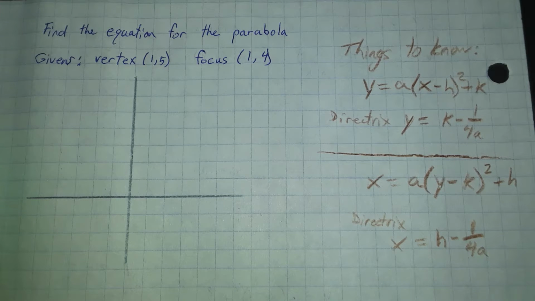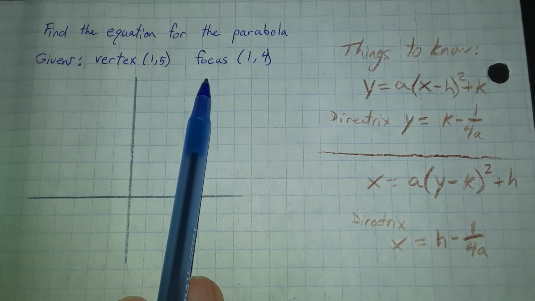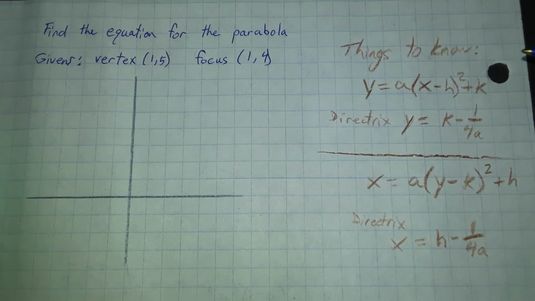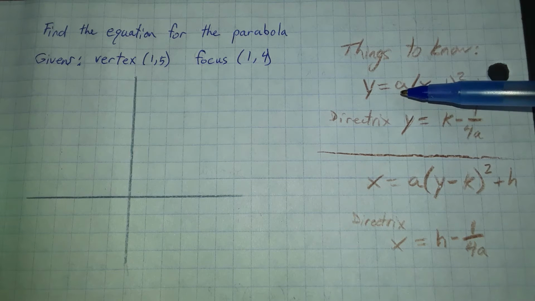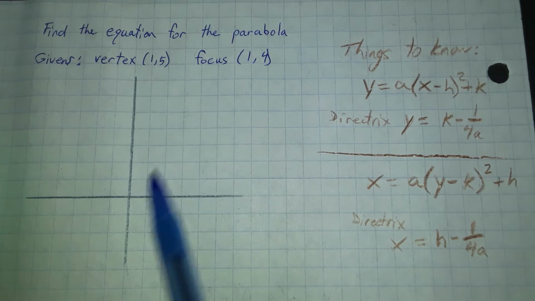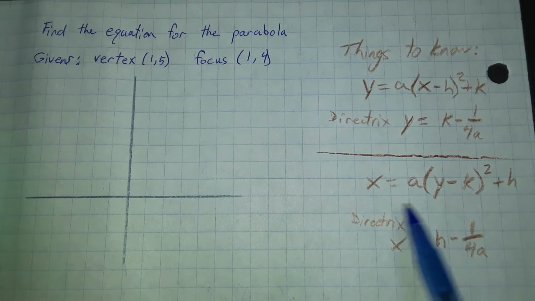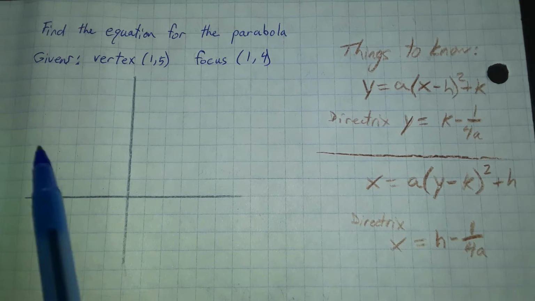We are going to find the equation for a parabola when we are given a vertex and a focus. Some things that we need to know are the vertex form for a parabola and the equation for the directrix. We have two versions here: one if your parabola opens up or opens down, and one version if it opens to the right or opens to the left.